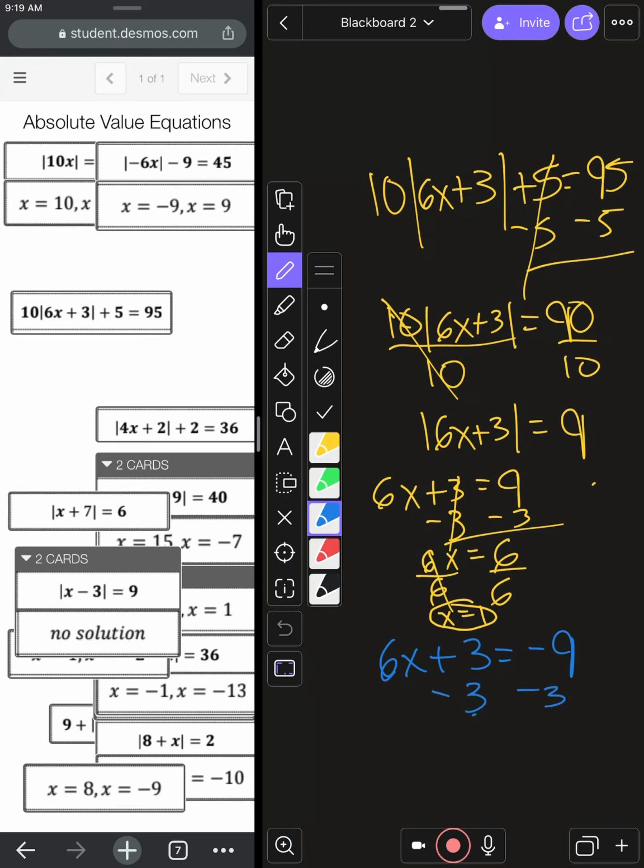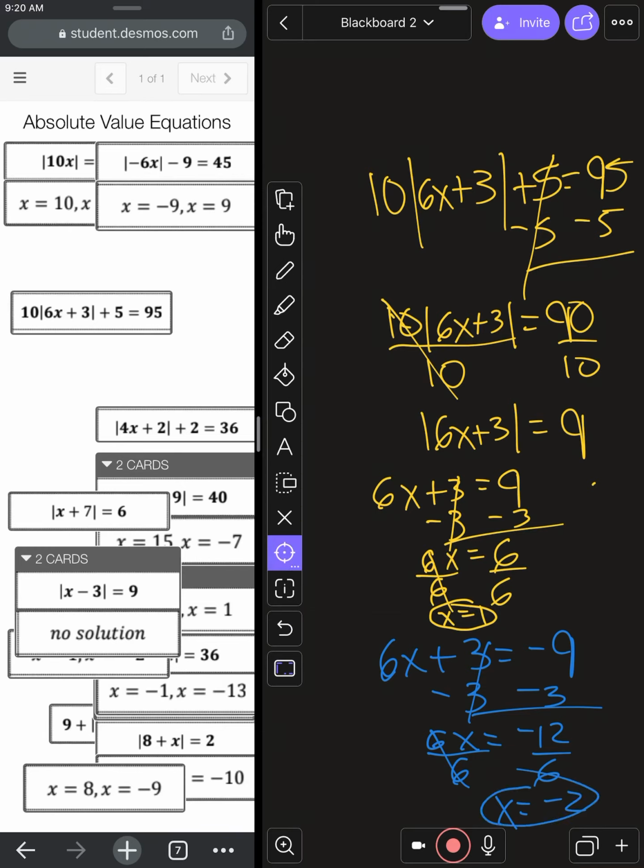Again, I subtract 3 from both sides. That's gone, leaving just 6x equals negative 9 minus 3, which is negative 12. Divided by 6, divided by 6. x equals negative 12 divided by 6, which is negative 2. So those are your two answers, 1 and negative 2.